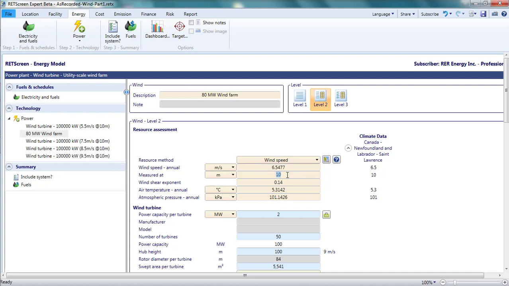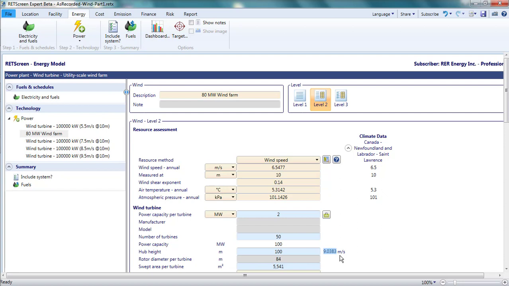If I look down the list of parameters, I see that beside the hub height of 100 meters, there is RETScreen's estimate of the 100 meter wind speed. It is 9.04 meters per second. That is pretty close to the Global Wind Atlas value. This time, we were lucky. As we will see in part 4 of this video, the 10 meter measurement is often not accurate.